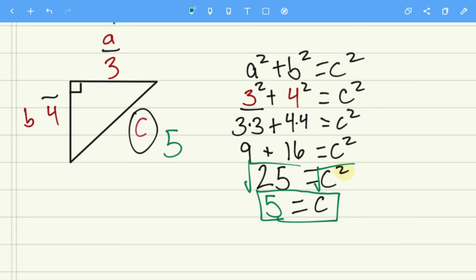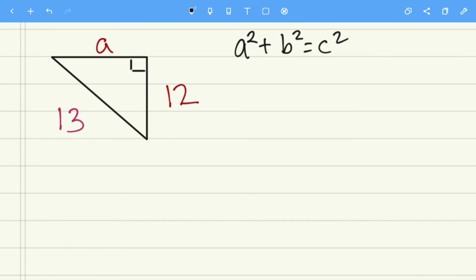Now, let's look at an example where we have the hypotenuse and one of the legs, but we need to find another leg. So now we have a right triangle. We are given the hypotenuse of 13 and one of the sides, which is 12, and we are looking for this A, the length of that leg right here. So I'm going to label 12 as B and the hypotenuse is C. Hypotenuse always uses C.